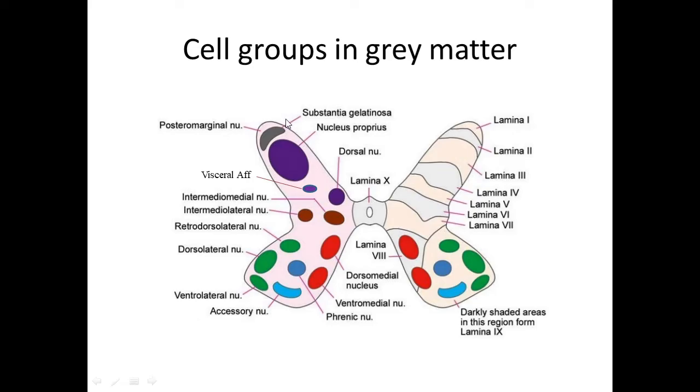Now in the posterior gray column, the nuclei are arranged from apex to base. The outermost is the posteromarginal nucleus.